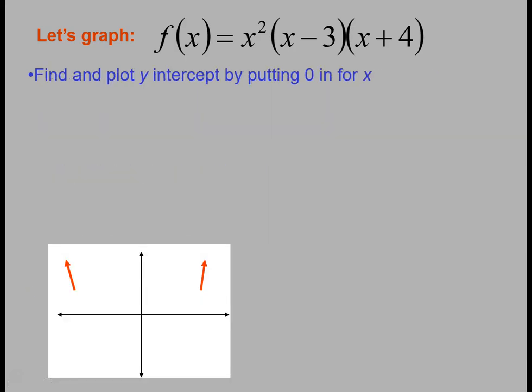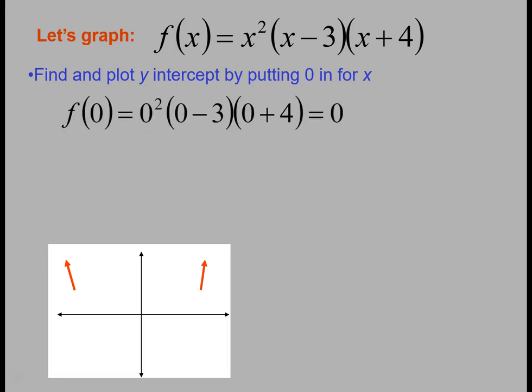The next thing I'm going to do is plot the y-intercept. So if I put 0 in for x, I end up with 0. So that's my y-intercept.